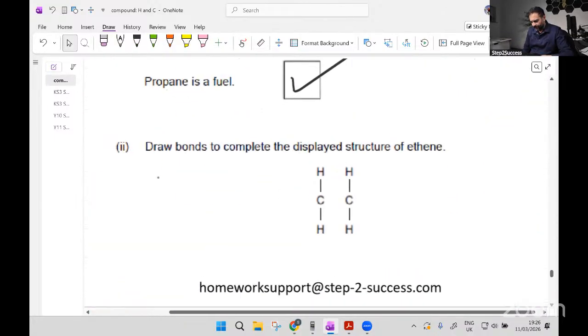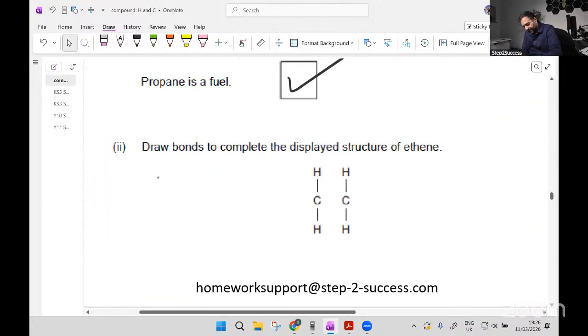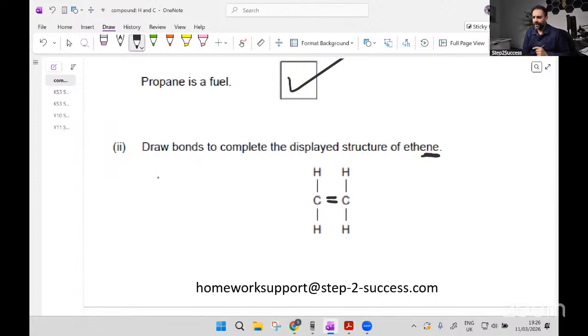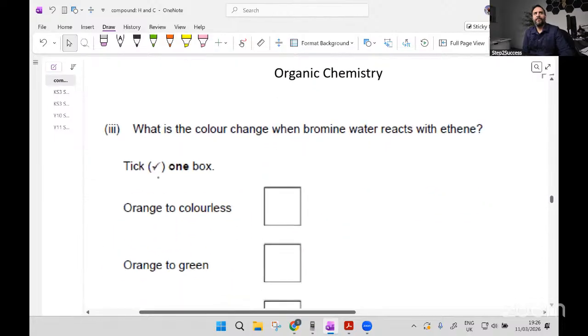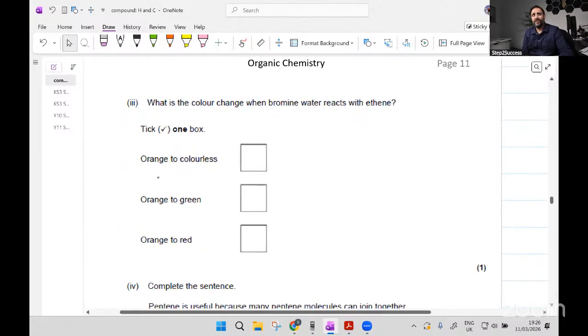And complete the formula for ethene. If it's an "ene", it has a double bond in the middle. There's only two carbons here, so two of them have a double bond in between. So you put that in, and that is the answer. I've already answered that question, kind of. I explained what happens to bromine water when it reacts with an alkene earlier.